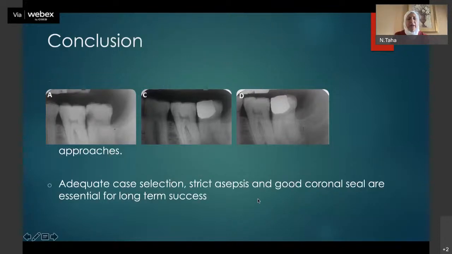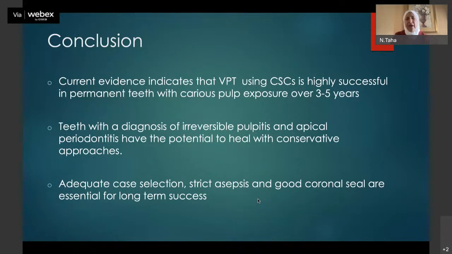So here we come to the conclusion that there is heaps of evidence indicating that vital pulp therapy with calcium silicate materials is highly successful in permanent teeth with carious pulp exposure, at least over 3 to 5 years until now, but hopefully we will get more long-term studies. Teeth with a diagnosis of irreversible pulpitis and even apical periodontitis have the potential to heal with conservative approaches.